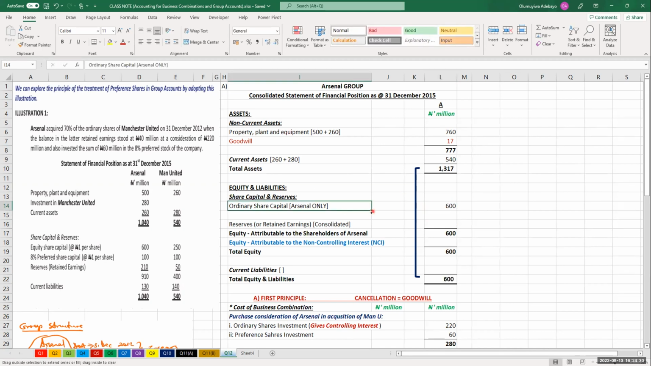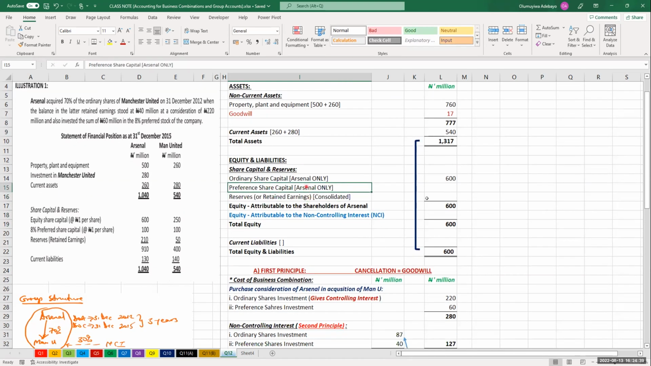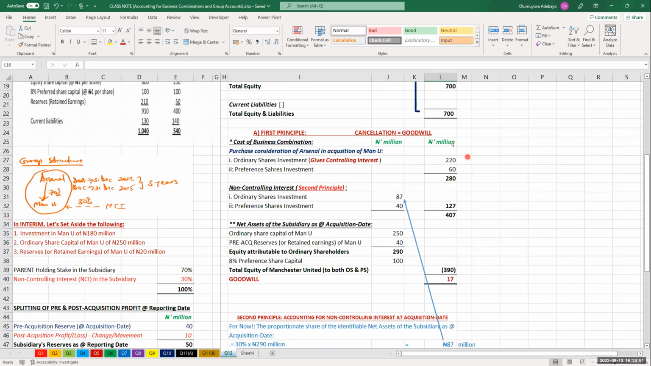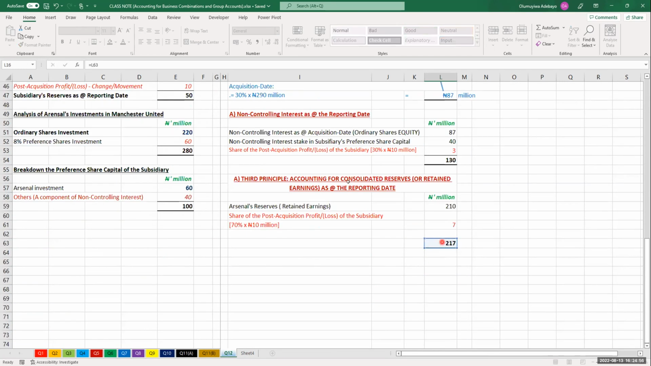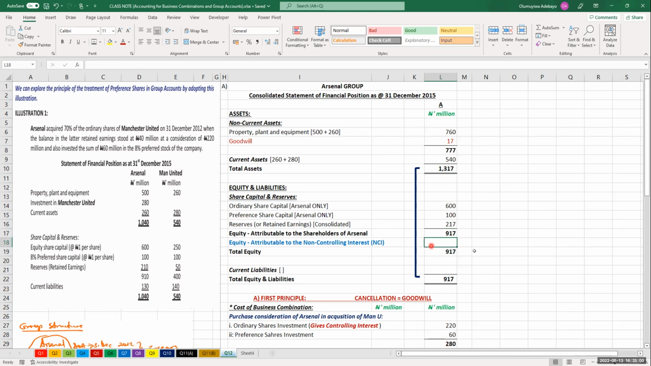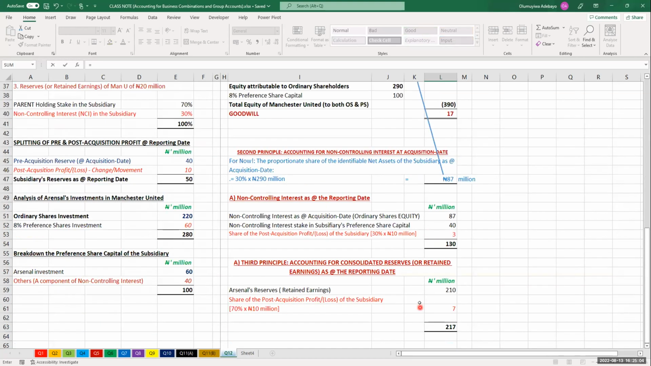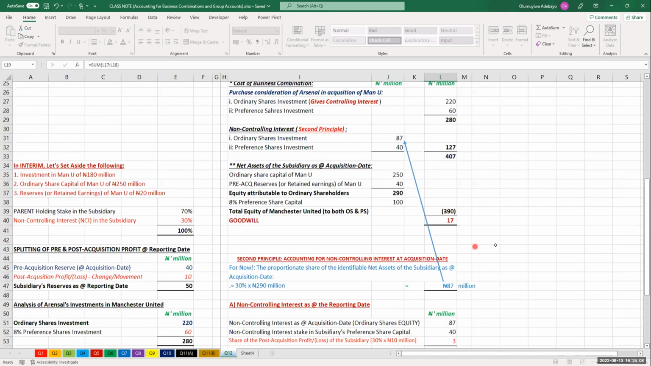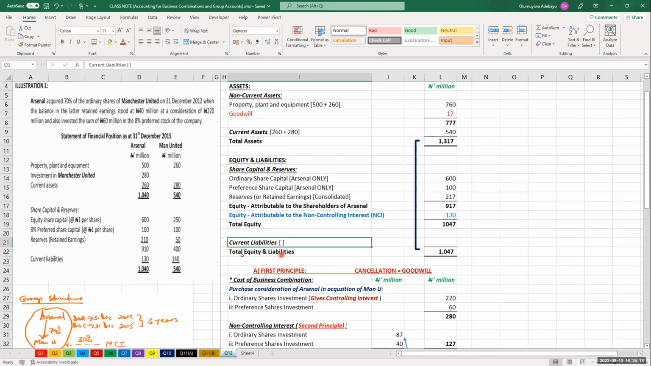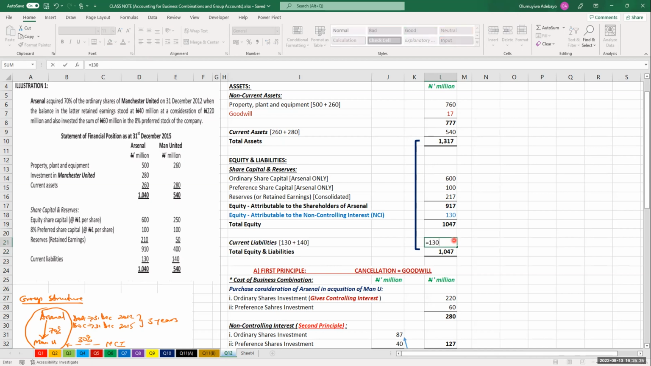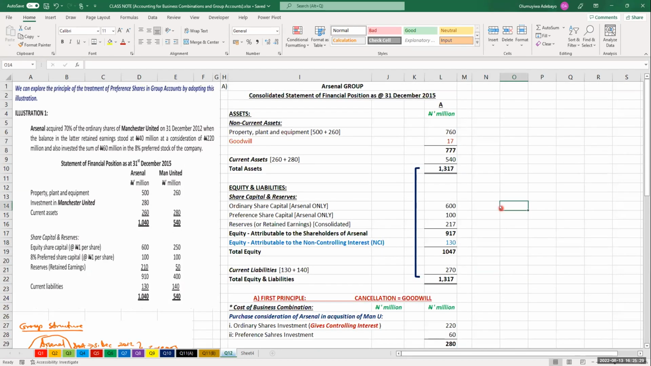Also, we have preference share capital. It will still be a share loan because we have cancelled out that of subsidiary, and that is also 100 incidentally. And our consolidated retained earnings is 217. I link that. Equity to SCI, both preference and ordinary share are lumped together and with the profit attribution. And we have that. Okay, current liability 130 and 140. And that's it. We're home and dry.